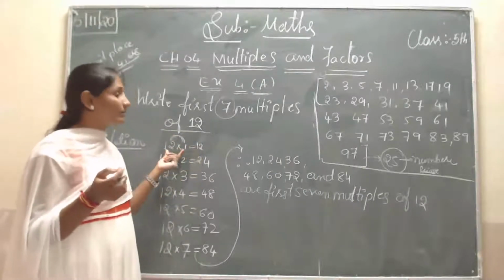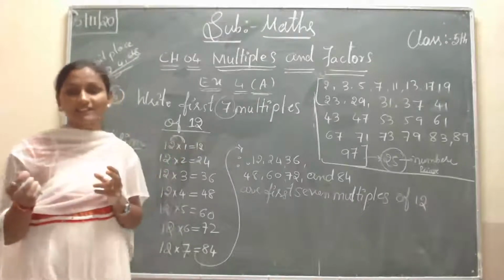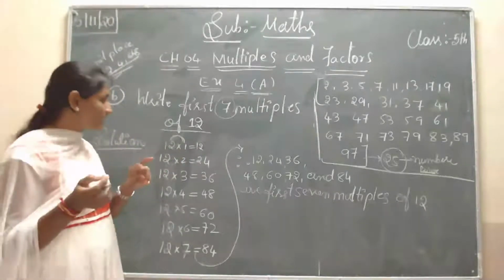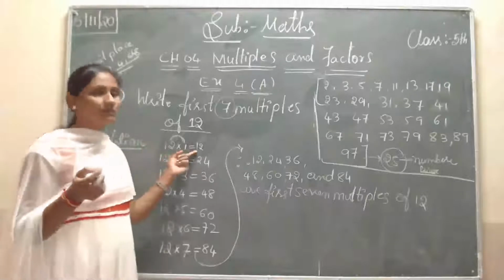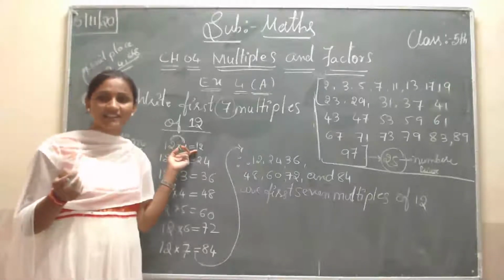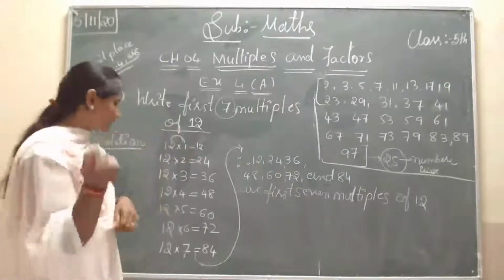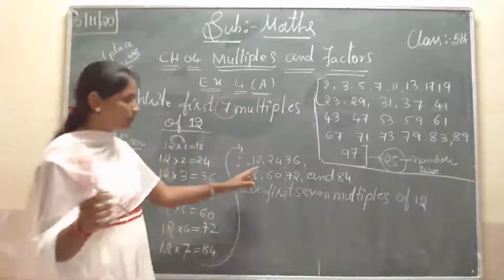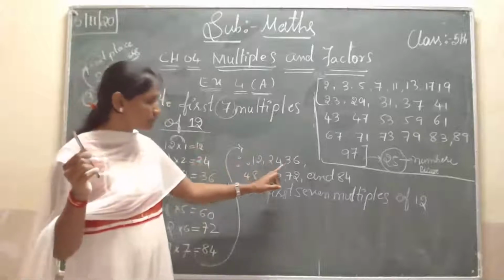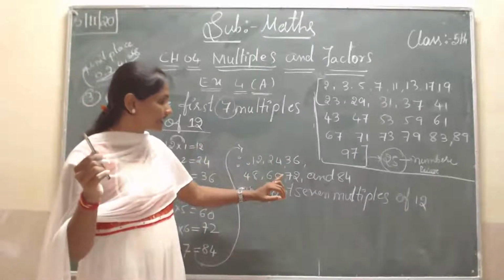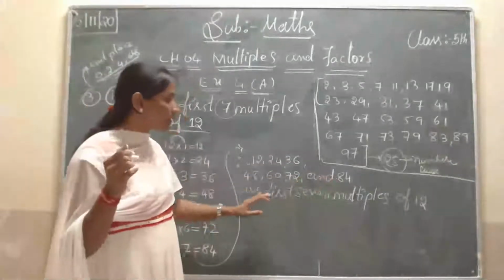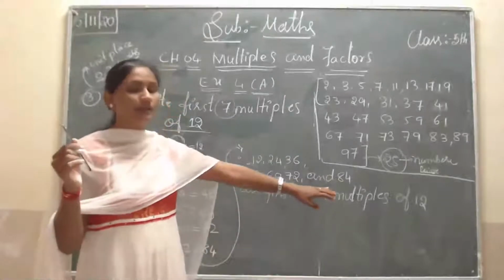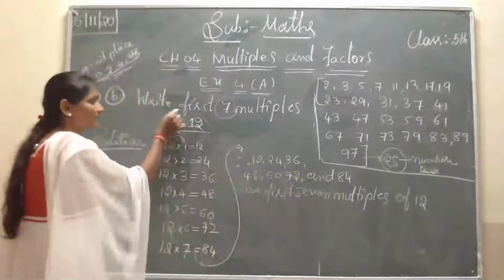So how many factors do you have to divide? 2 factors, that is multiplication. The 2 factors multiplied give a multiple, that is a product, so you have to consider that. How many multiples? There are 7 multiples. So I have written 12, 24, 36, 48, 60, 72 and 84, the first 7 multiples of 12.